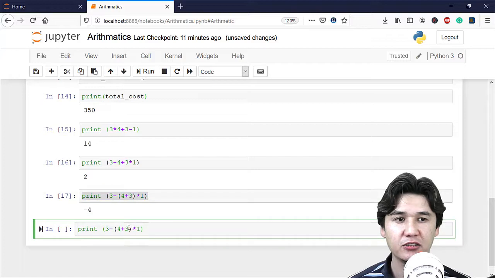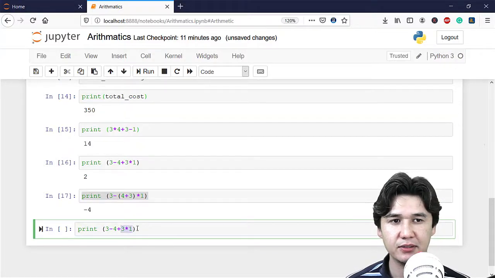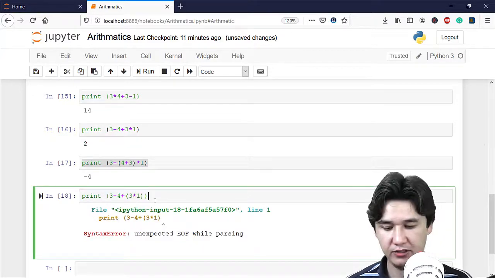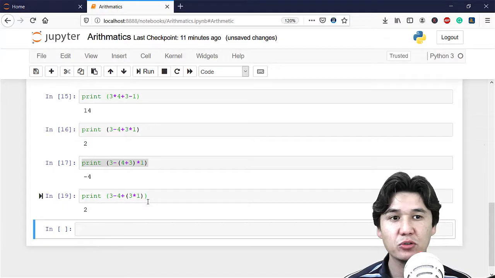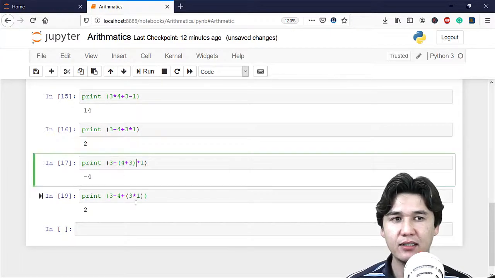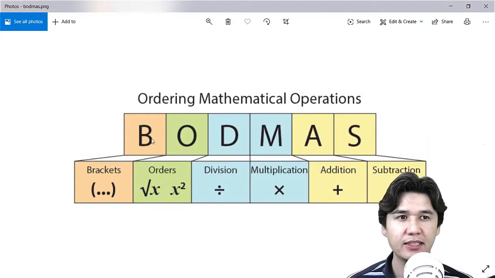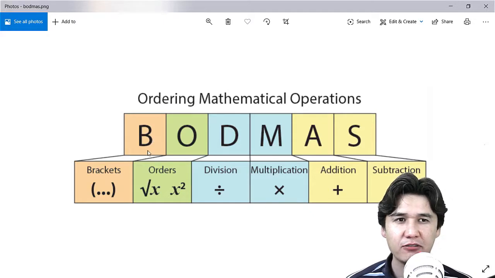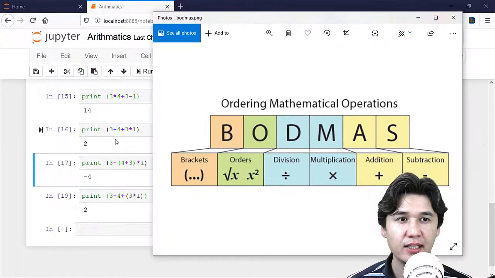let me do it like this with a bracket, and let me add one more bracket, and we again see that we have the answer 2. Why are they all different? Because here we are giving information to the program that first you are going to solve anything which is in brackets. Let me show you.